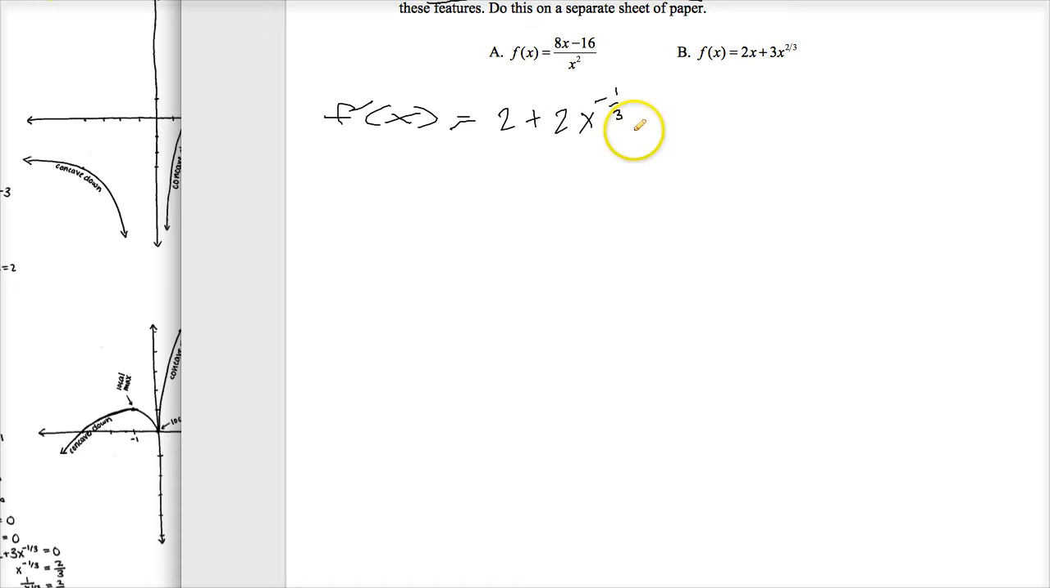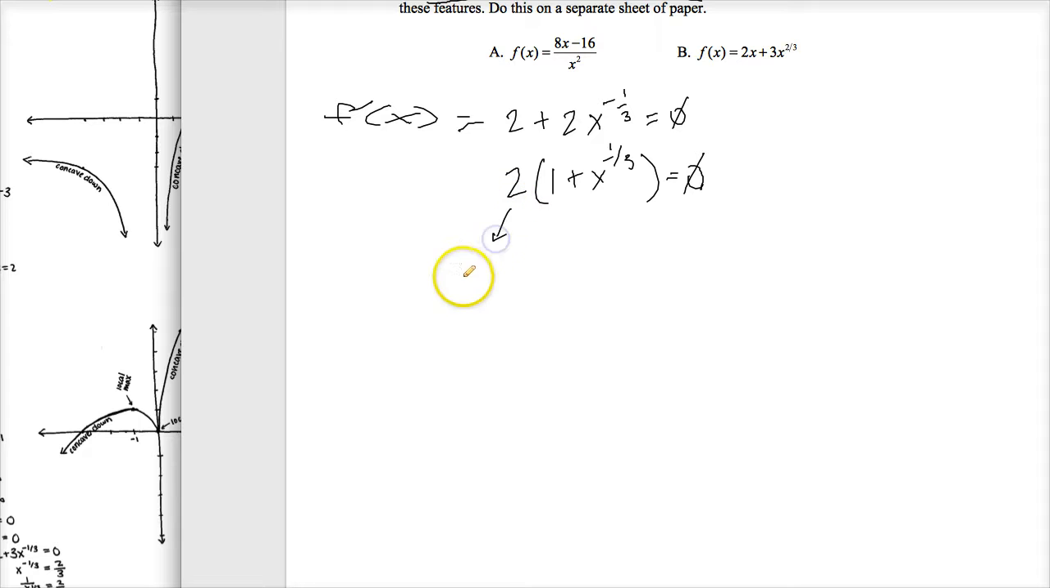To find out where my critical points are, where it's increasing or decreasing, I set this equal to 0 and then I have to solve it. I'm going to rewrite this a little bit. Let me factor it: 2 times (1 plus x to the negative 1/3). Now by the zero product property, I have two things that multiply to give me 0, so one of them has to equal 0. 2 never equals 0, so that's not going to give me any critical numbers, so I'm going to use this one: 1 plus x to the negative 1/3 equals 0.